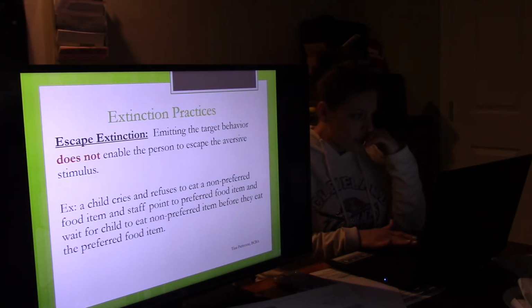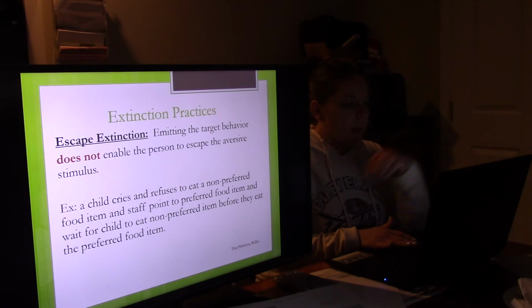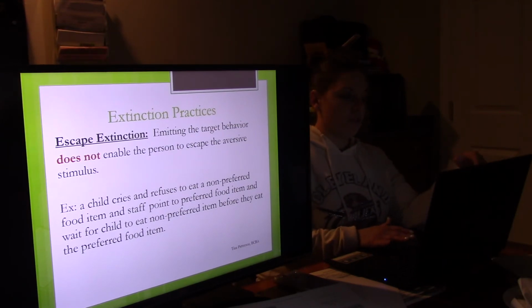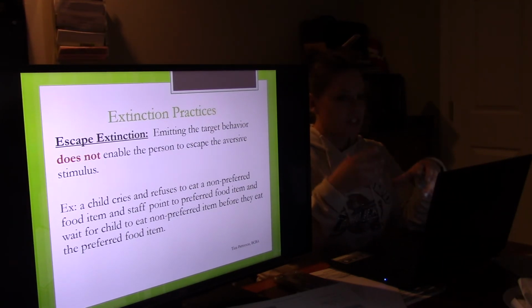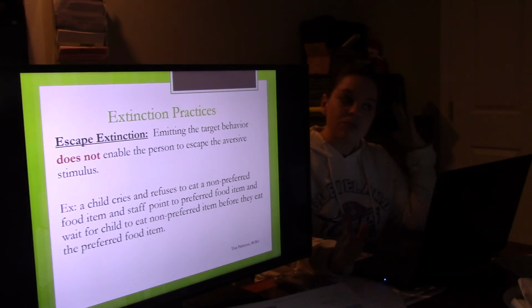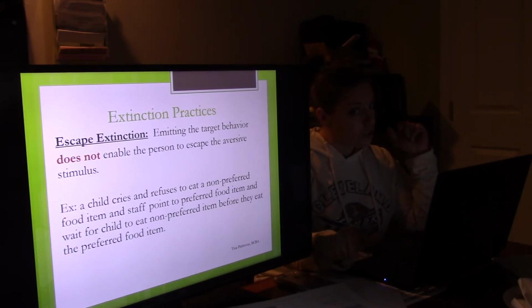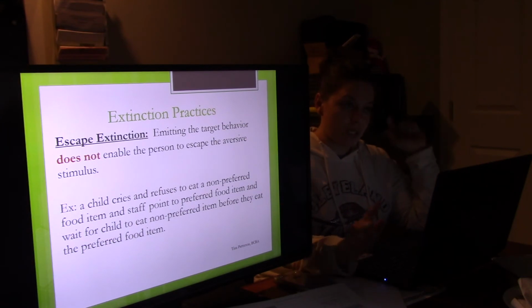Extinction practices. Admitting the target behavior does not enable the person to escape the aversive stimulus. So a child cries and refuses to eat a non-preferred food item, and staff points to a preferred food item and waits for the child to eat the non-preferred item before they eat the preferred. You have to eat your peas before you get your donut. And they're just pointing, right? Because they don't need to say anything. They're just pointing. Like, look, donut's waiting. Eat your peas.